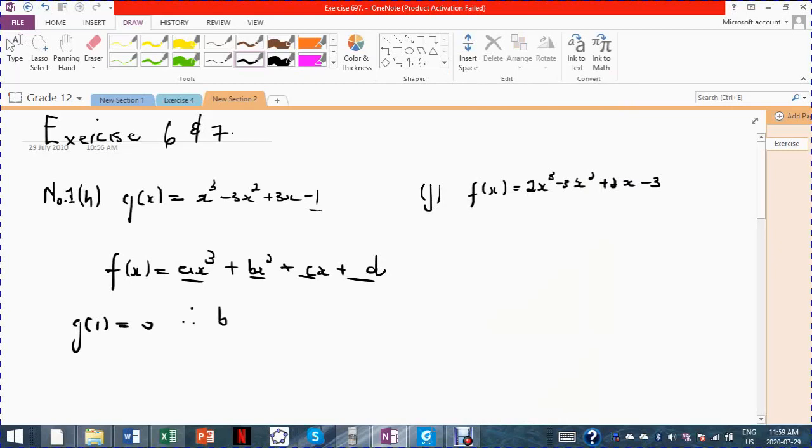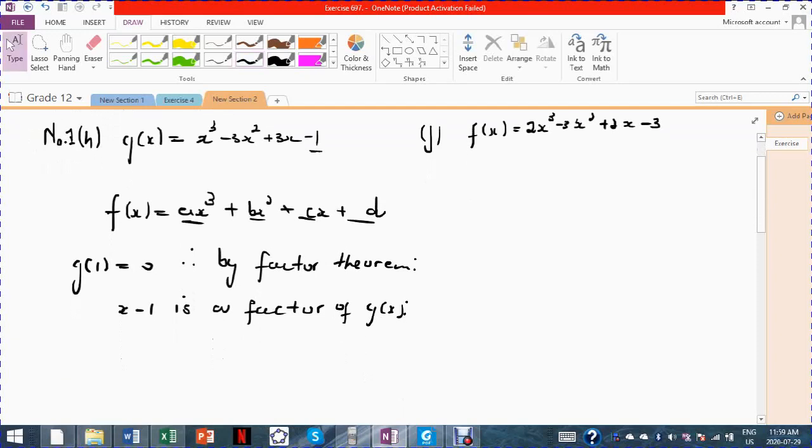Therefore, by the factor theorem, x minus 1 is a factor of g of x. If it's a factor, then we can go on and use it. It's a factor of g of x, which means g of x will be equal to x minus 1 times the second factor, which will be a parabola or quadratic. So we have ax squared plus bx plus c.